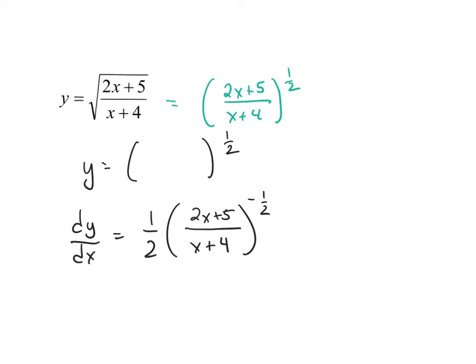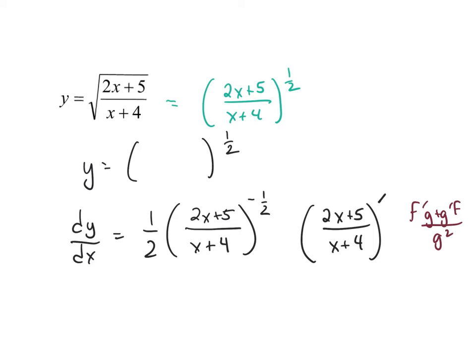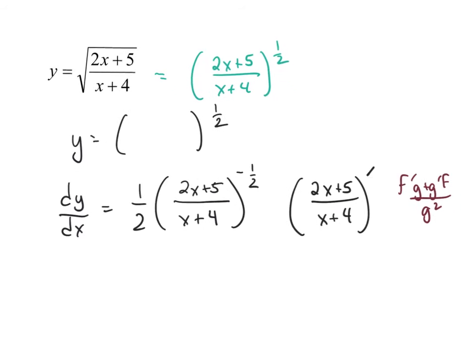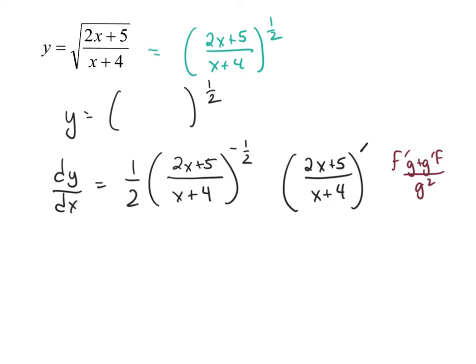But here's why this one is awful. I now have to take the derivative of the inside. And I'm just going to write it like this: 2x plus 5 over x plus 4, prime. But the problem with this, the inside is now a quotient. So since the inside's a quotient, I now have to use the quotient rule, which is f prime g plus g prime f over g squared. So I have to do all that to find the derivative of the inside. So when your inside is a quotient or a product, you then have to go and use that rule. So we get all these rules that start to combine with one another.